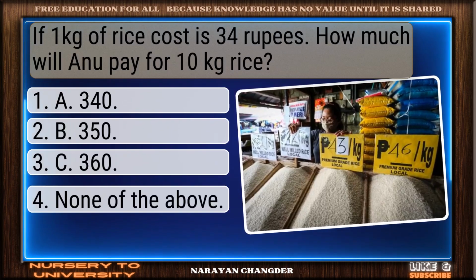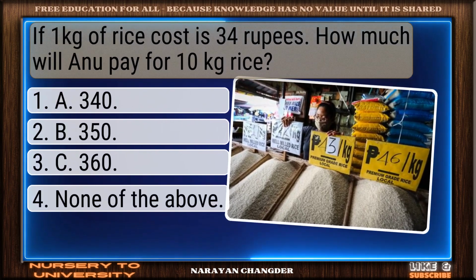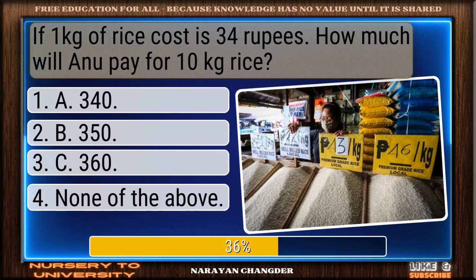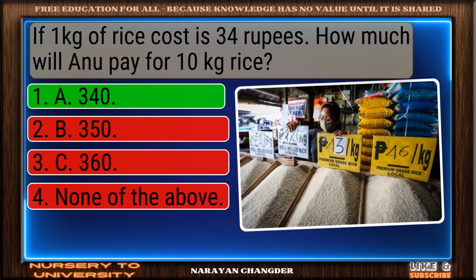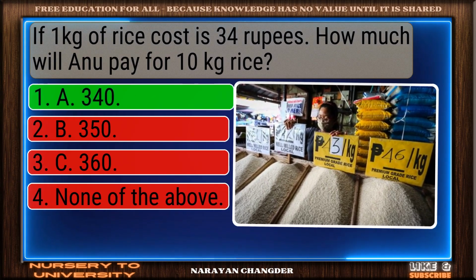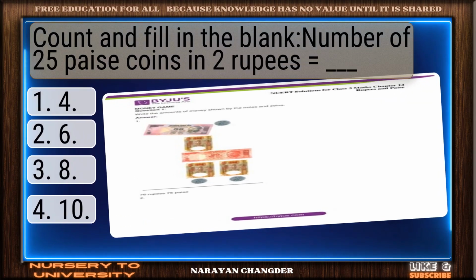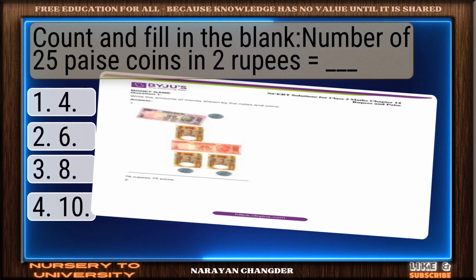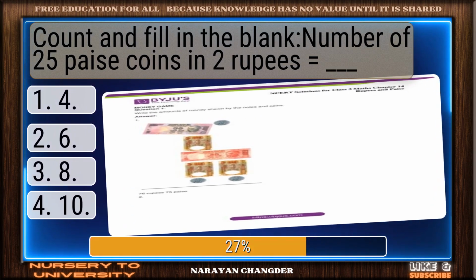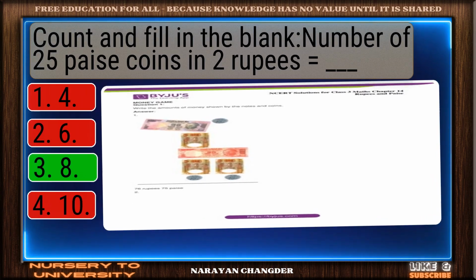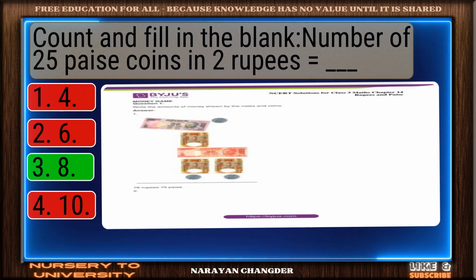If 1 kg of rice cost is 34 rupees, how much will Anu pay for 10 kg rice? Bravo, Rs 340 is the answer. Count and fill in the blank. Number of 25 paise coins in 2 rupees equal to dash. You're right. 8 is the correct answer.